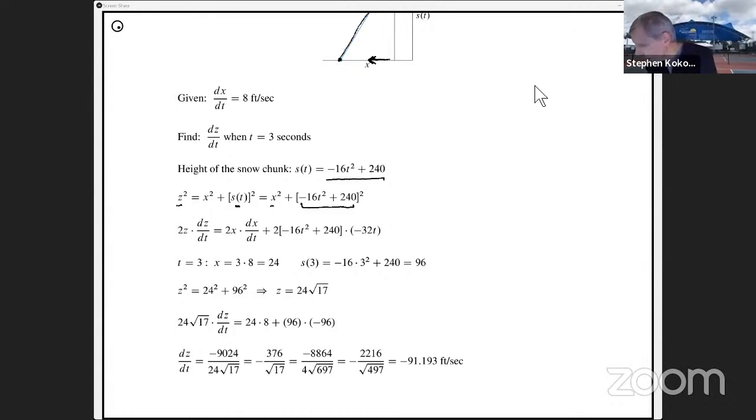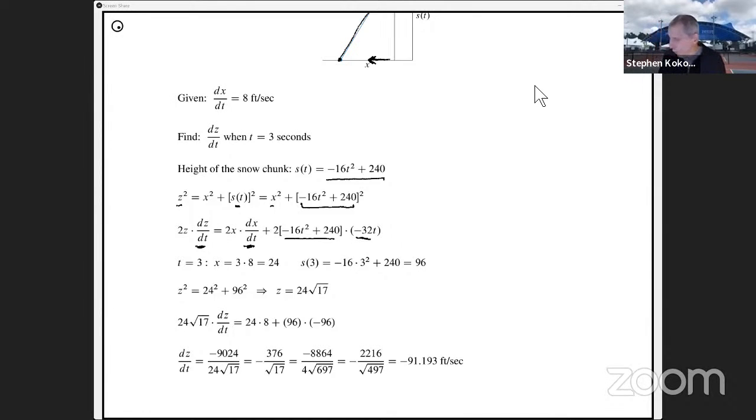So here we go. On the left-hand side, 2 times z, derivative of z with respect to t. On the right-hand side, 2x to the first power times the derivative of the inner function, dx/dt. Derivative with respect to t, chain rule, 2 times the inner function raised to the first power times the derivative of the inner function. Let's see, minus 16 times 2t, minus 32t. Beautiful. How about that?